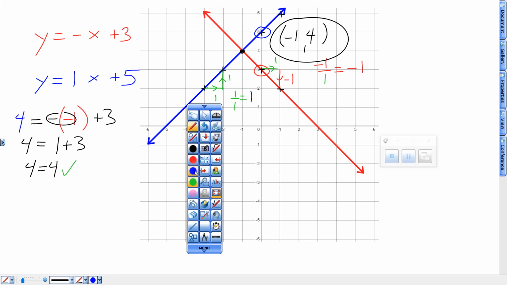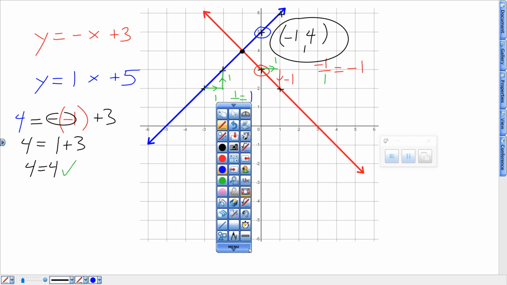All right, checking that next one. For that y, plug in 4. For that x, plug in -1. And then again, with your brain or using your calculator, that is true.